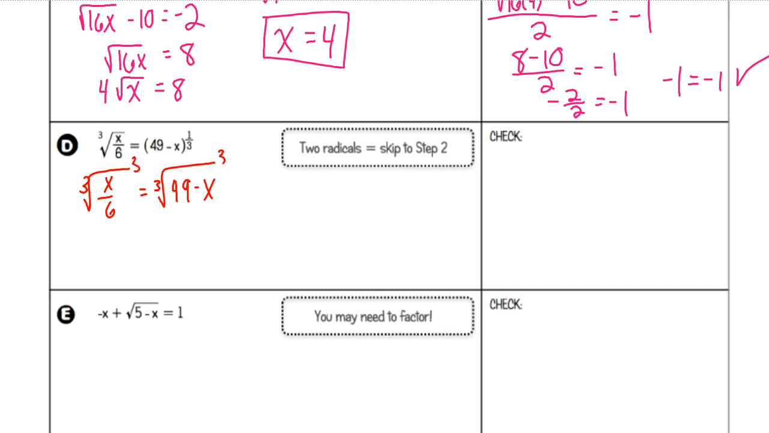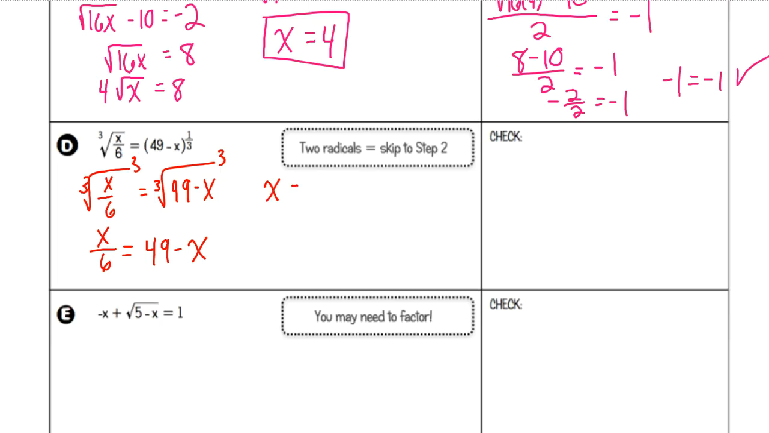When I cube both sides, both the radicals are going to be eliminated. So I'm going to be left with x minus 6 equals 49 minus x. So now I have a more basic equation to solve. I've eliminated the radicals completely. So a couple different ways you can go about this. But the first thing that I would do is I would eliminate that divided by 6 on the left-hand side. So multiply both sides by 6.